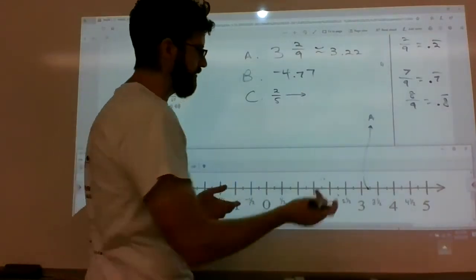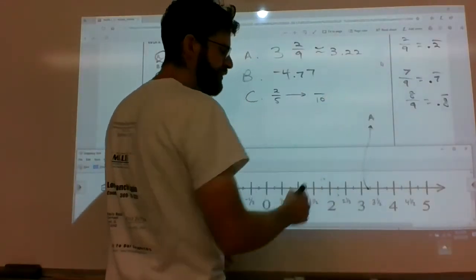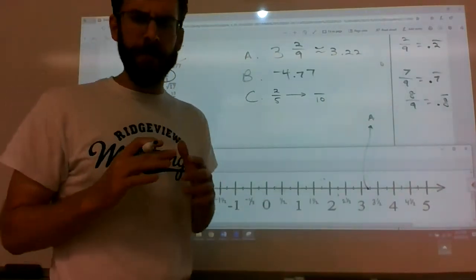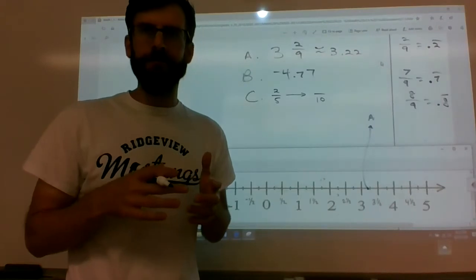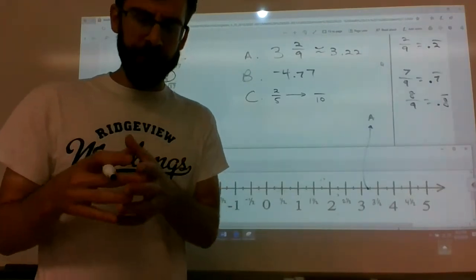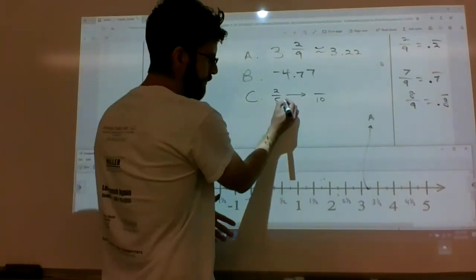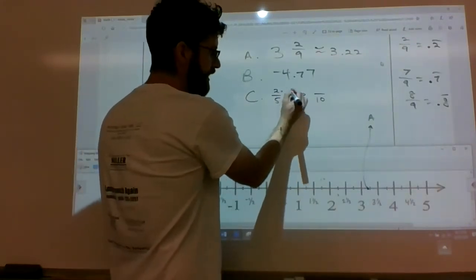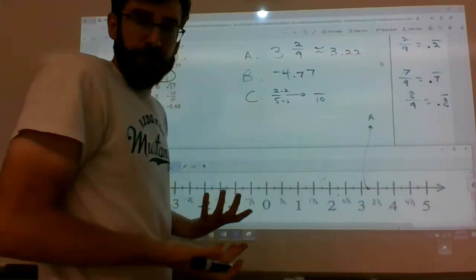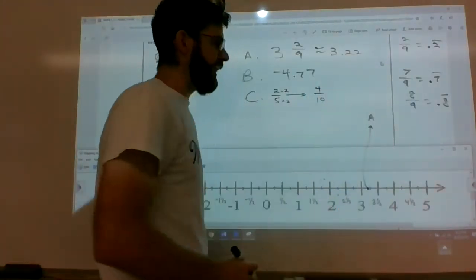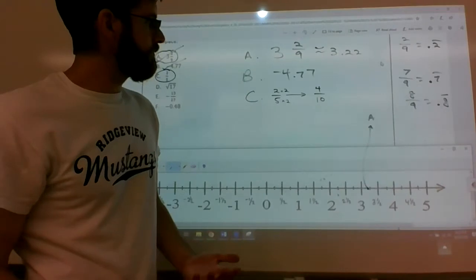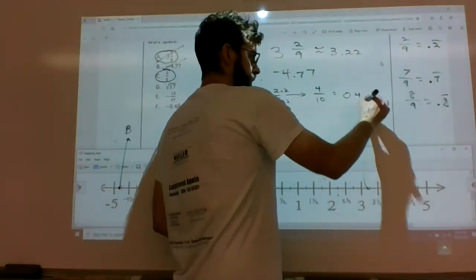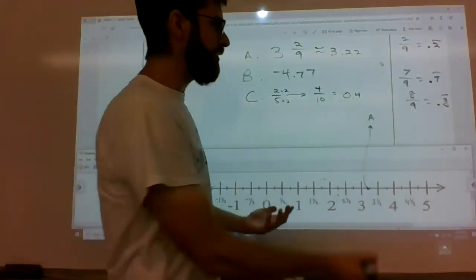If the bottom is 5, that means we can think about it in terms of something over 10. Because I don't know if you guys remember, but we can always find a different version of a fraction by multiplying the bottom and the top by something. So if I multiply the bottom by 2 and the top by 2, hey, 4/10 is just another way of talking about 2/5. So what is 4/10? It's 0.4, or 0.40.